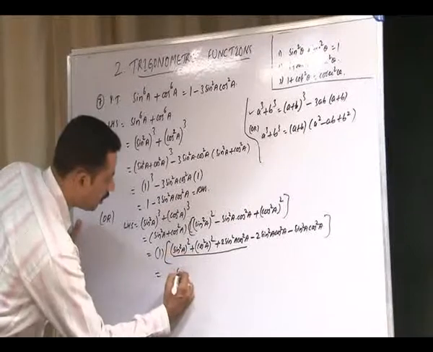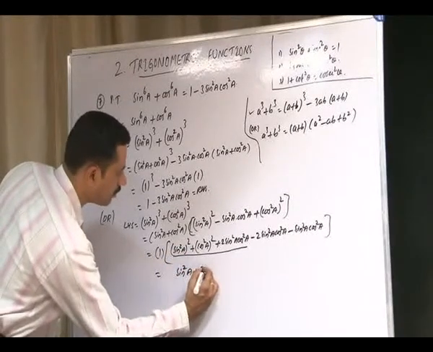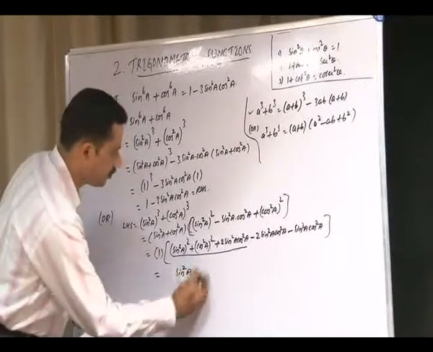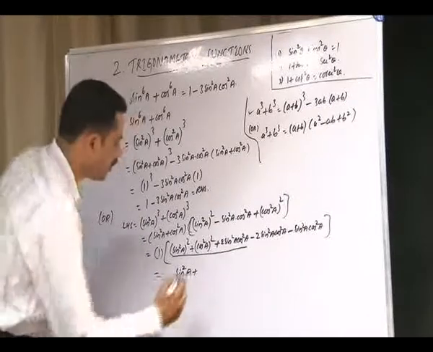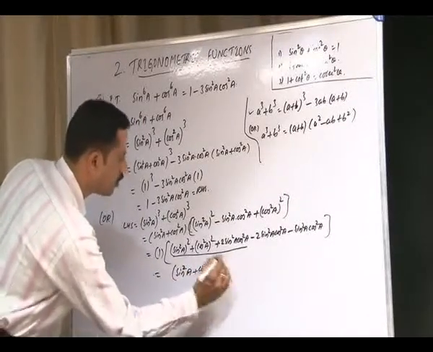So in place of a, sin square a plus b is a cos square a, sin square a plus cos square a plus b whole square.